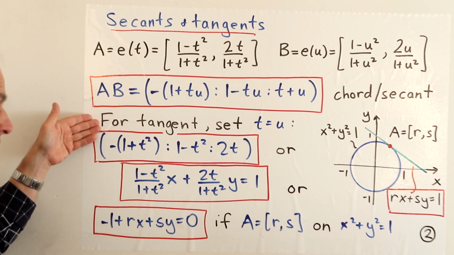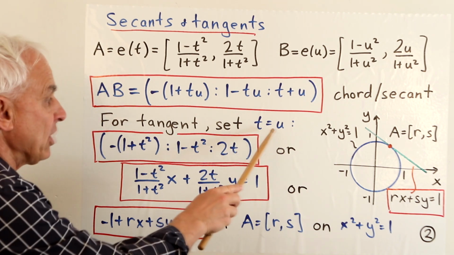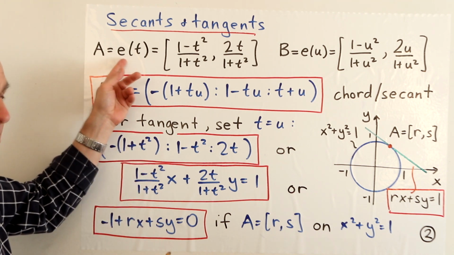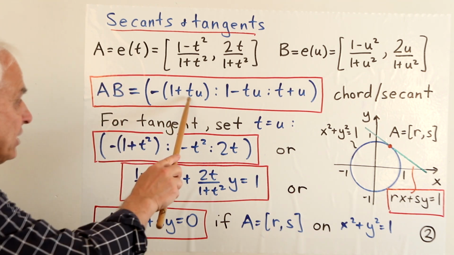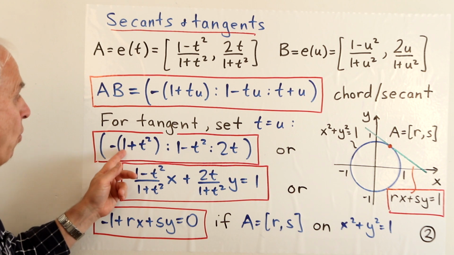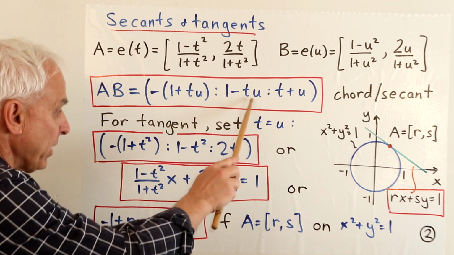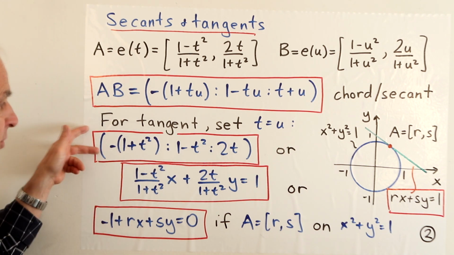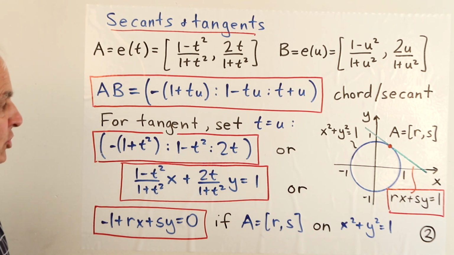Now to get a tangent, we simply set t equals u. That will give us the tangent at the point A, E of t. So when t is u, this term here becomes minus 1 plus t squared. Here we get 1 minus t squared, and here we get 2t. So that's the equation of the tangent to the curve at A.